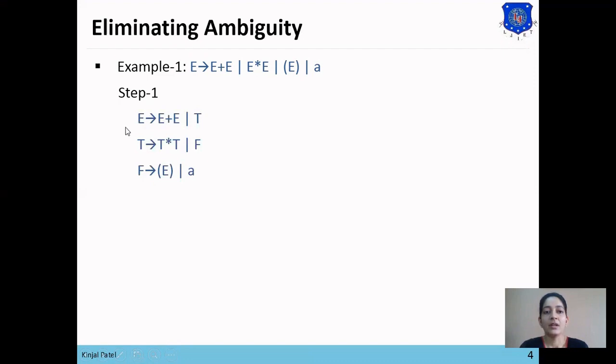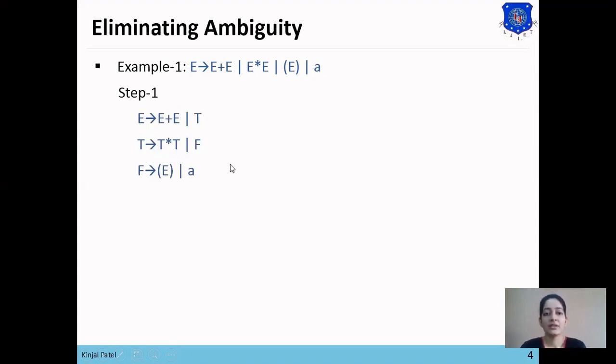Now from this grammar, if we have plus and star in our string and we want to derive star, then we cannot go directly to star. We must start from the starting symbol. So we derive E, then from E to T, and then we can derive star. And once we reach the star, we cannot derive plus, as T does not derive E. So here the problem of precedence has been solved.